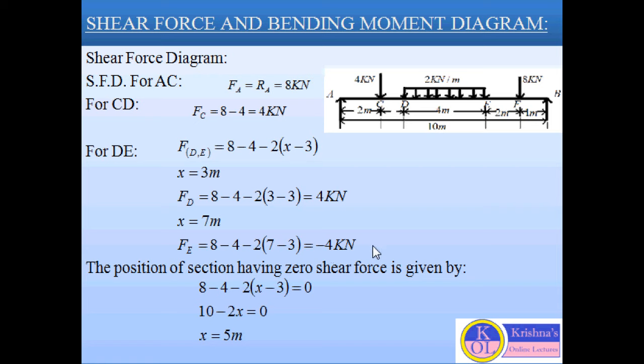So here we have to find out the position of the section where the shear force is 0. For that we will put the value of shear force as 0 in this equation, so we will get this equation: 8 minus 4 minus 2 into (x minus 3) is equal to 0. With the help of this, we can find out the position where the shear force is 0. So here the value of x is 5 meters. So we can say the shear force will be 0 at the span of 5 meter, or at the middle of this beam.